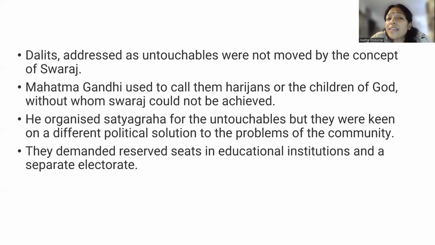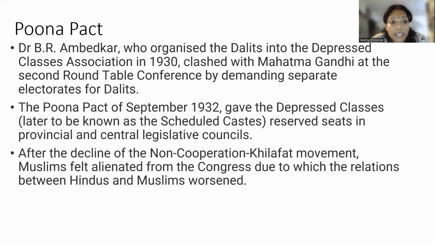Now, Dalits, addressed as untouchables, were not moved by the concept of Swaraj. Mahatma Gandhi used to call them, and he thought it was time to bring Dalits into the movement, because the movement needed to spread over the whole community. So Mahatma Gandhi used to call untouchables Harijans, or children of God, without whom Swaraj could not be achieved. He organized Satyagraha for untouchables, but they were keen on different political solutions to the different problems of the community. They demanded reserved seats in educational institutions and a separate electorate.